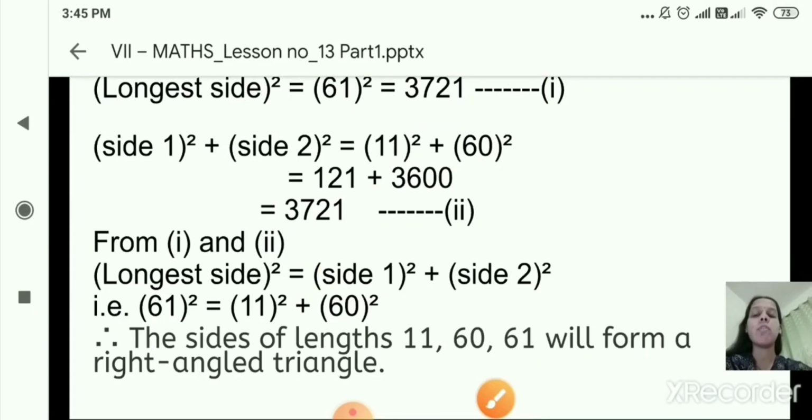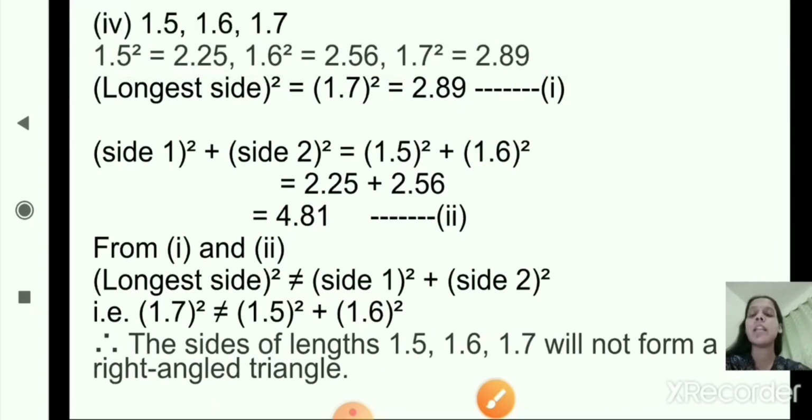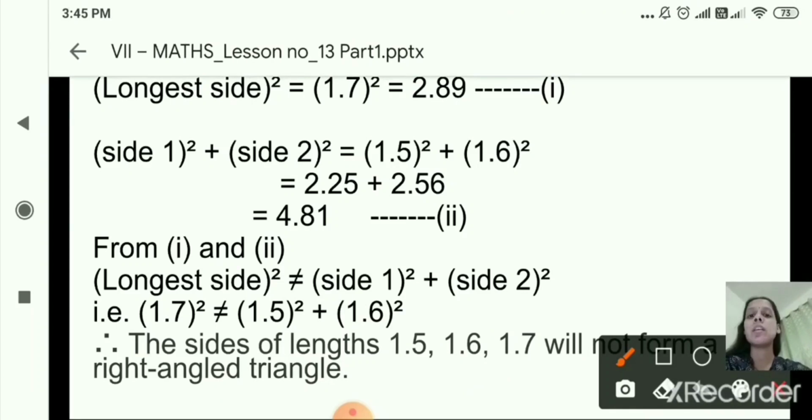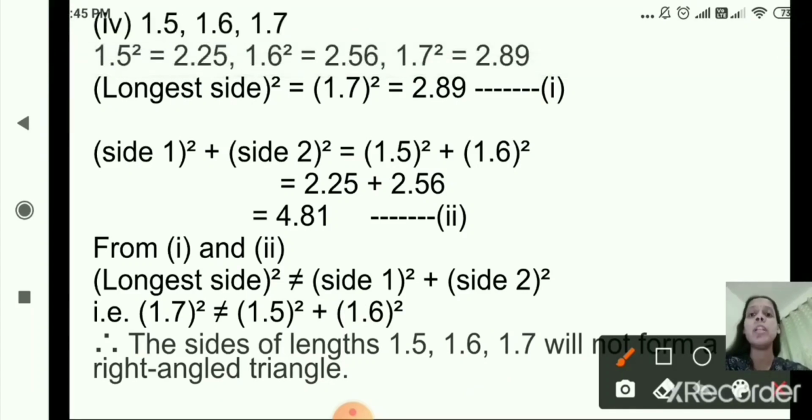Okay. Now we'll move to the next sum. That is the fourth one. As you can see here, the set of numbers given in decimal point is 1.5, 1.6 and 1.7. First we'll find out the squares of each number. 1.5 square. So how will you find 1.5 square?